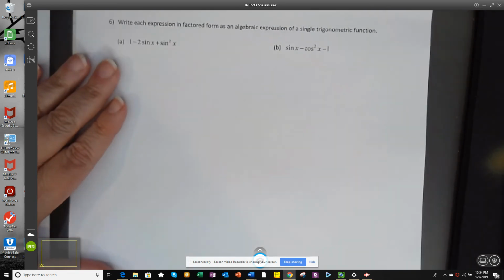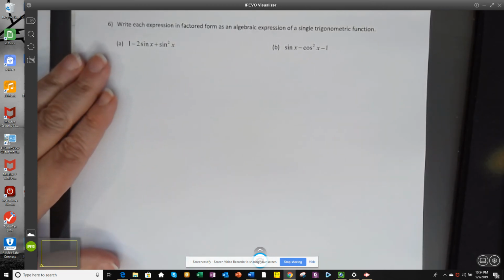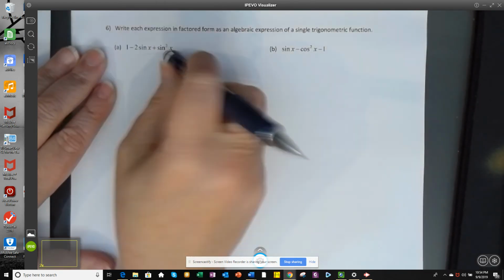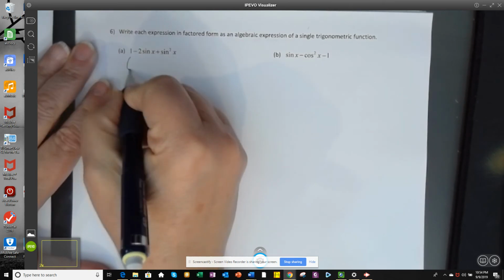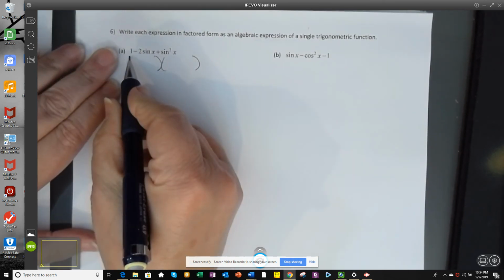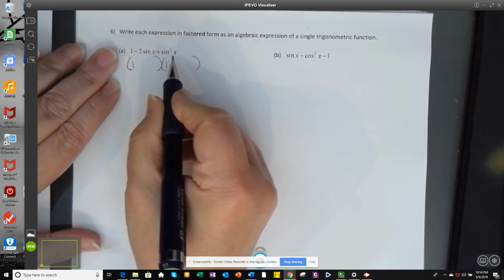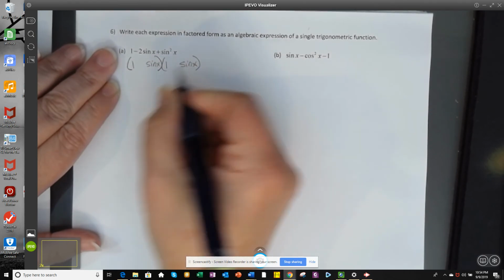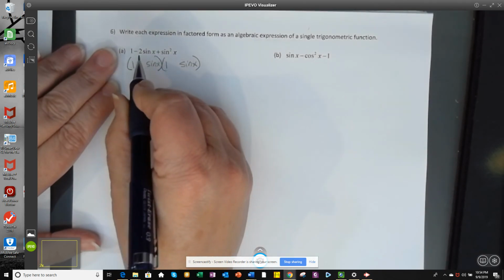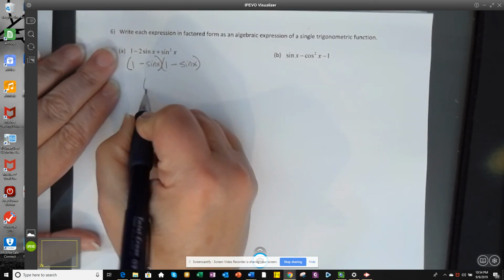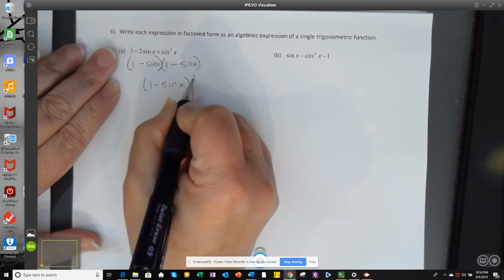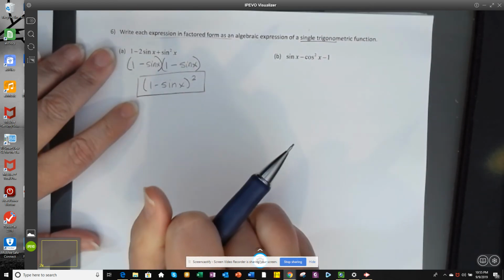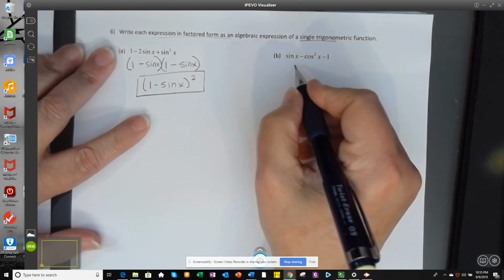All right, so number 6 says, write an expression in factored form as an algebraic expression of a single trig function. Okay, so we're going to factor this. Looks like something we could factor. So let's try it. Well, what are the factors of 1? Well, it's 1 and 1. And then what are the factors of sine squared x? Well, that's going to be sine x and sine x. And then my inner product and my outer product have to sum to -2, so both of these are negative. And I get 1 minus sine x quantity squared. And this is an expression in factored form in a single trig function.